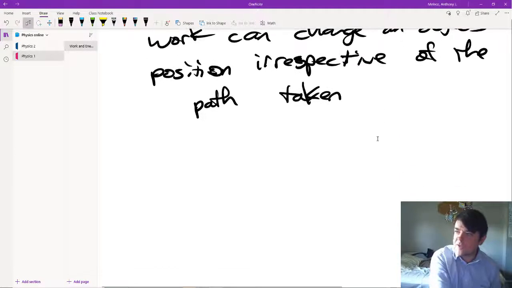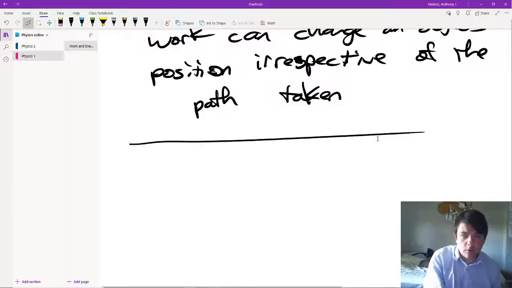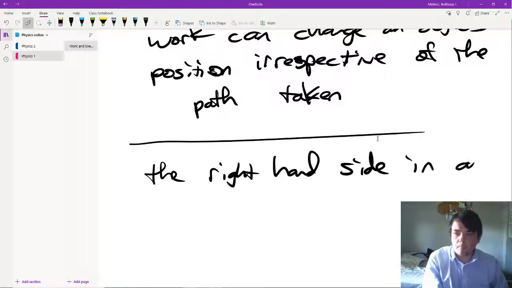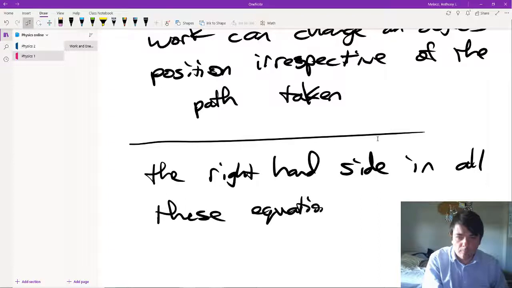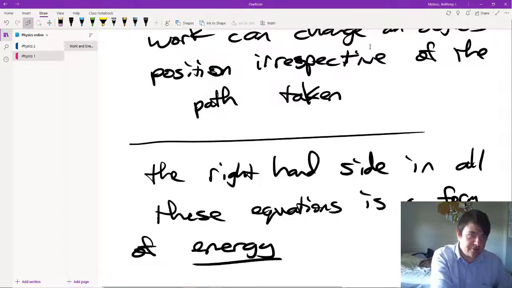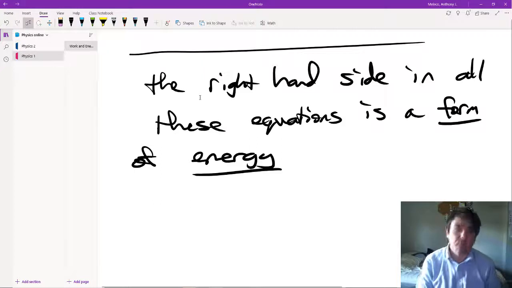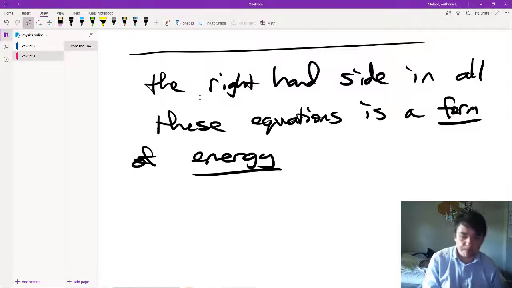So what does this actually represent then? What we call the right-hand side is energy. The right-hand side in all these equations is a form of energy. As the title of the lecture says, it's work and energy. We've been talking about work this whole time, but we need to talk about how work relates to energy.